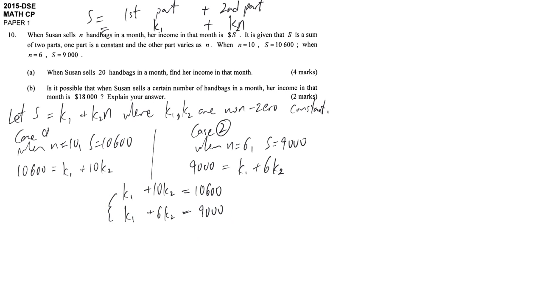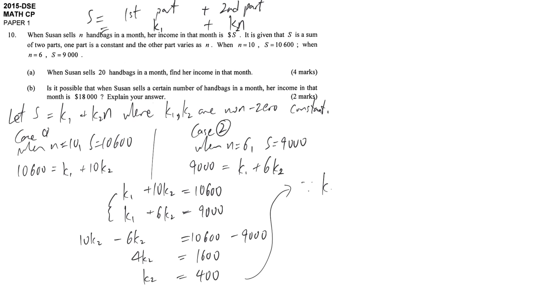Just tidy up like this, and then we can use our calculator, or you may solve it by yourself. We have k1 and k1, so by subtraction, k1 will become 0 and disappear. Only k2 is left. So 10k2 minus 6k2 is equal to 10,600 minus the right-hand side 9,000. Both sides divided by 4, k2 is equal to 400. Since k1 plus 10k2 is equal to 10,600, you may use another equation as you like. So k1 plus 10 times 400, then we get k1 is 6,600.